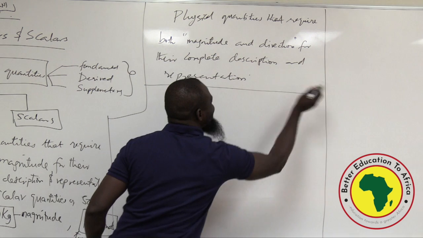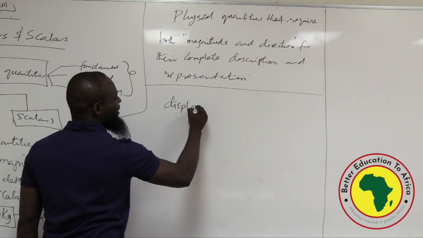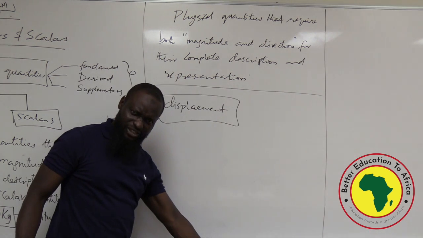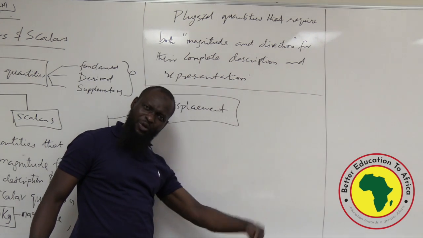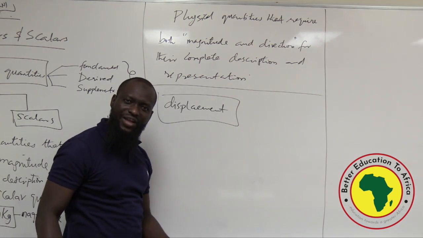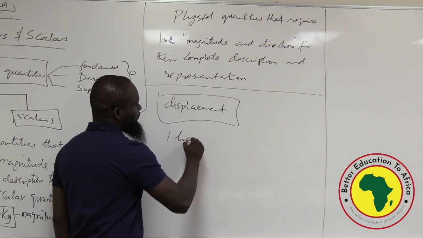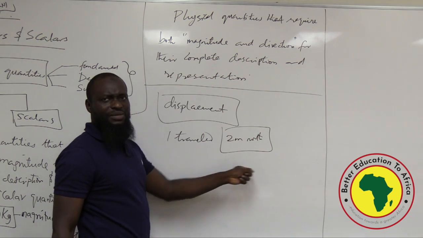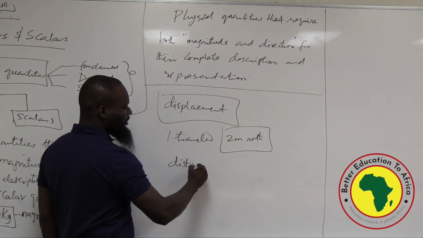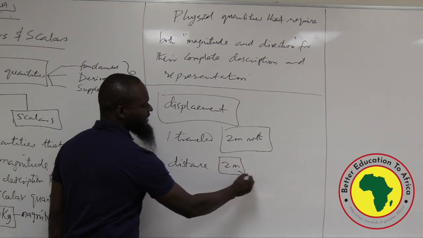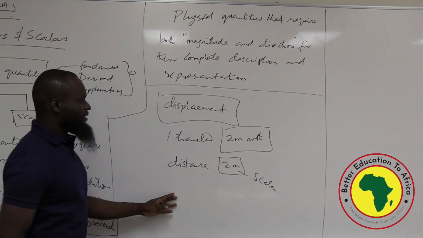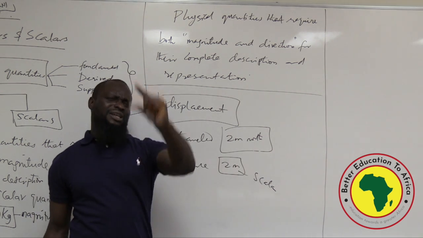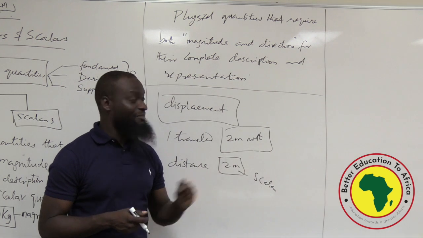We have seen some of them before, like displacement. Remember, displacement is distance moved in a specified direction. You have to prescribe a direction for that distance. If I say I traveled 2 meters north, this is displacement. But if I say I traveled only 2 meters, this is distance, so this is a scalar. Only the magnitude can tell us distance, but displacement is a vector because I need a direction. There are lots and lots of examples of vectors and scalars.